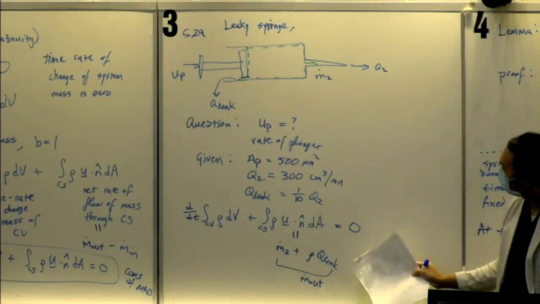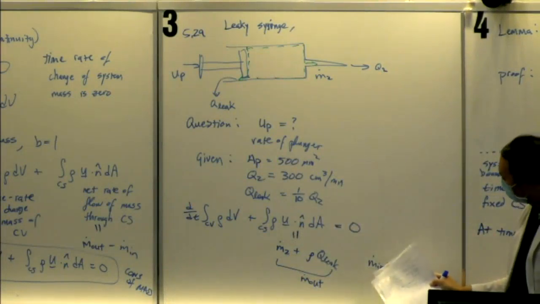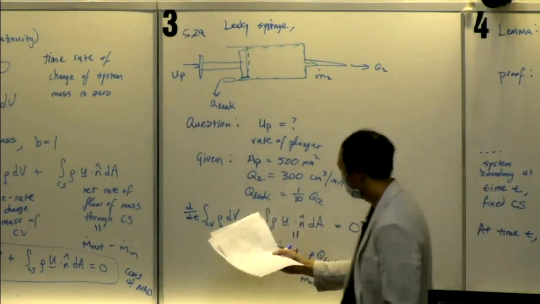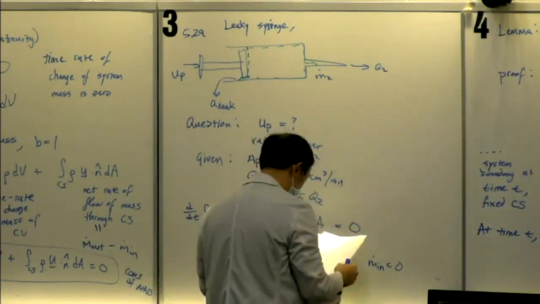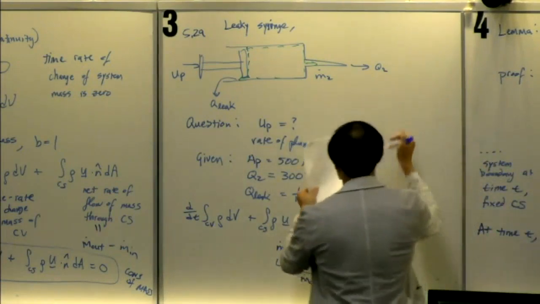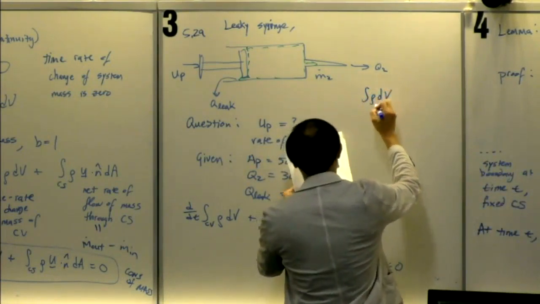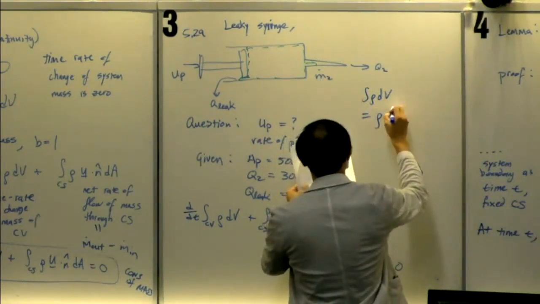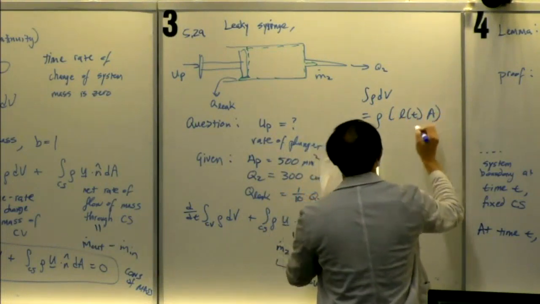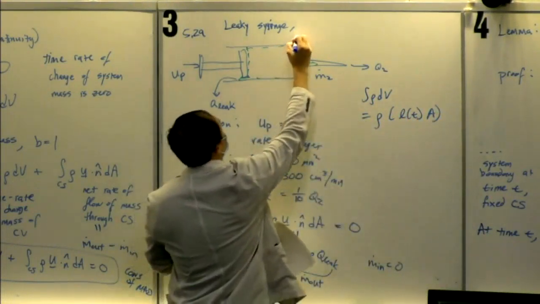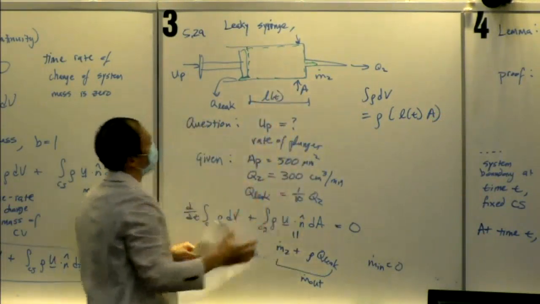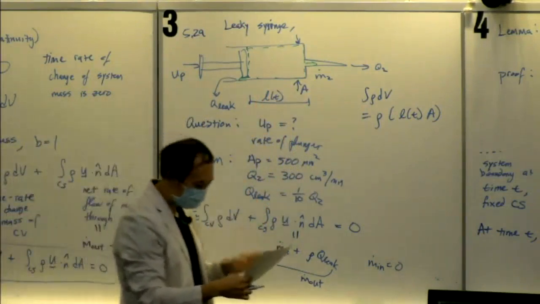So you can see where I'm going with this, because I'm given rho, I'm given Q2, I'm given Q leak. Now I've got to figure out this left-hand side. Integral of rho dV equal to integral of, we'll call that L of t times A. So A is going to be the cross-section area here, and this thing is changing. It's going to be sort of squeezing because it's decreasing.